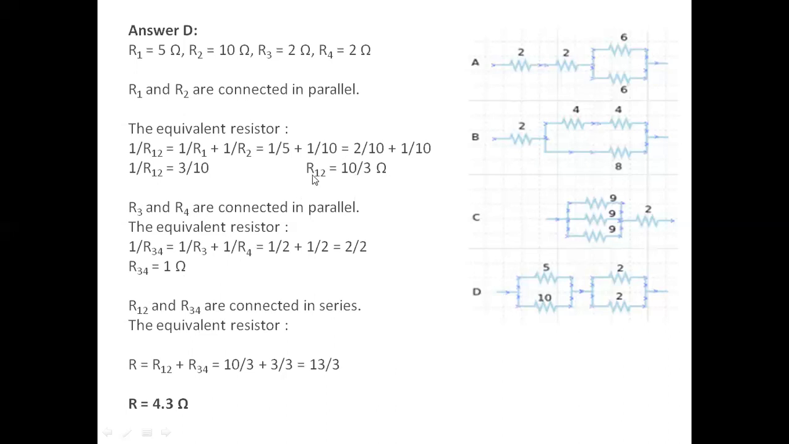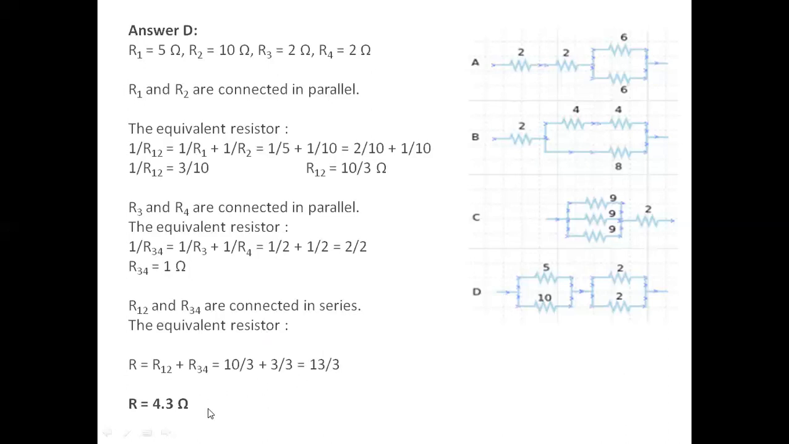Addition of these two, R12 plus R34, because these two are connected in series. So 10 by 3 plus 1, that is 13 by 3. So that is equivalent to 4.3 ohms.